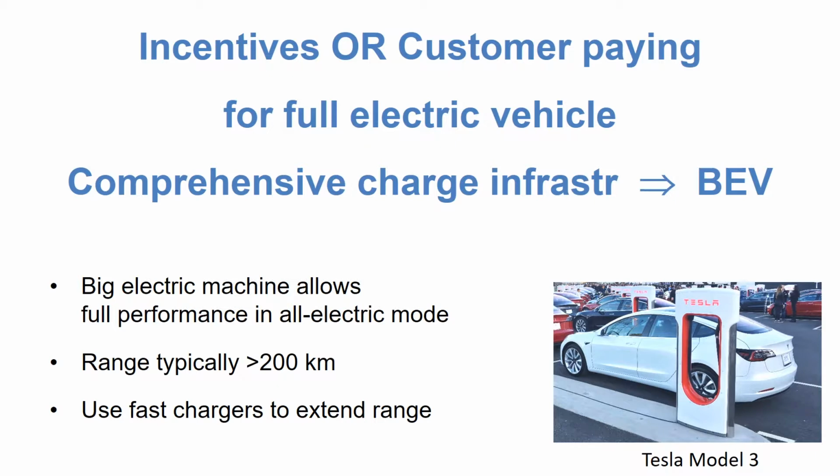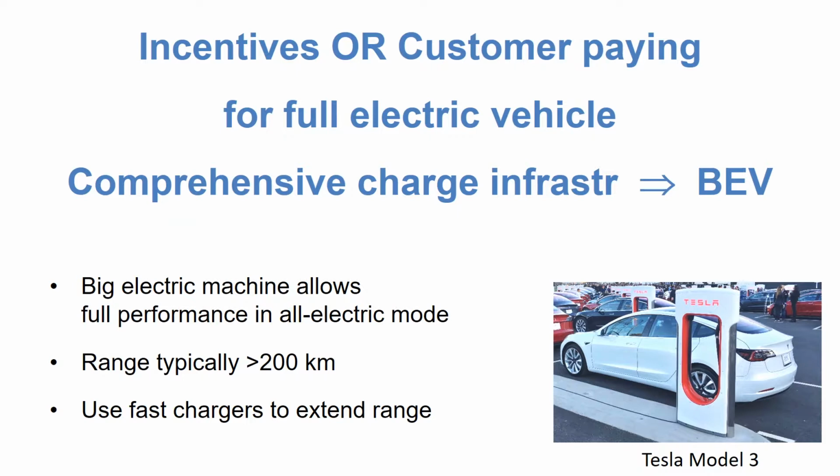Finally, we get to the battery electric vehicle without a range extender. This is not a hybrid vehicle and is, just like the conventional vehicle, included as a reference. In this type of vehicle, the electric machine is of course sized for full performance. If there is a comprehensive fast charging infrastructure available at a reasonable cost, the battery electric vehicle will be a strong competitor to the range extender vehicles.